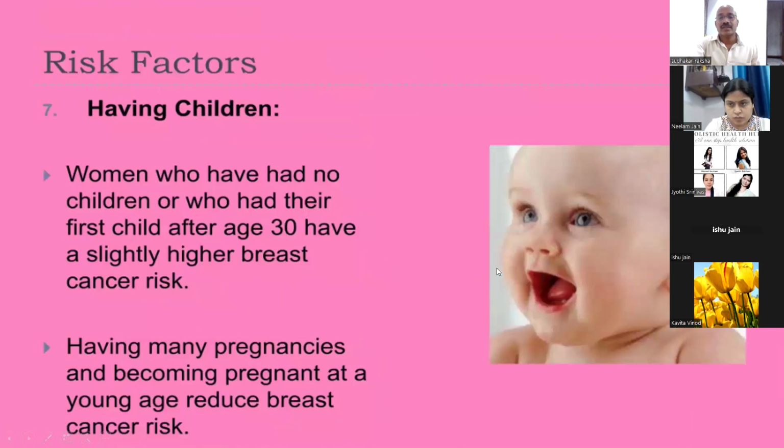So the early first childbirth is a protective factor. Women who give birth to the first child after 30 years or 35 years are more likely to develop breast carcinoma.